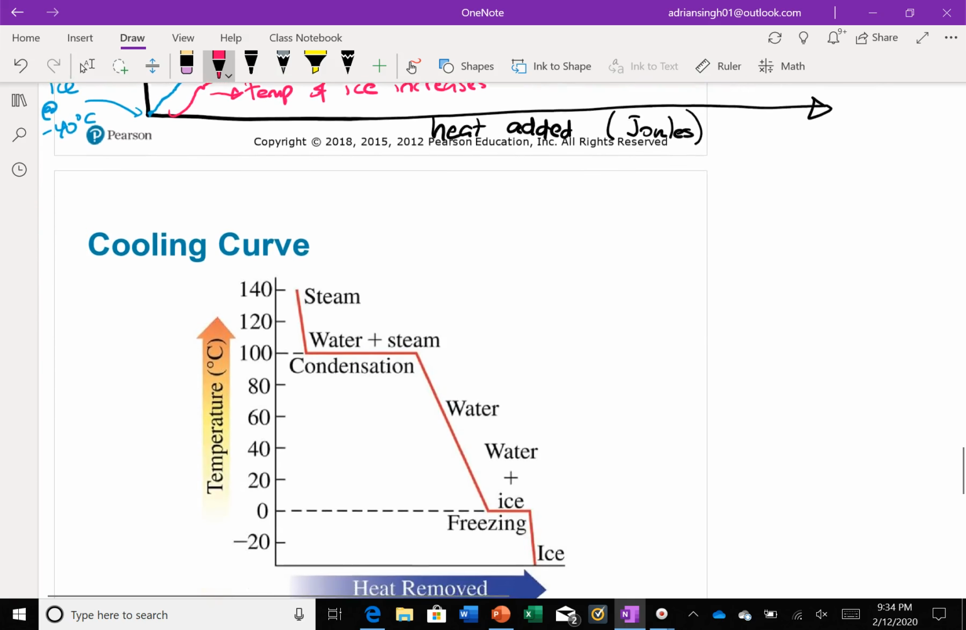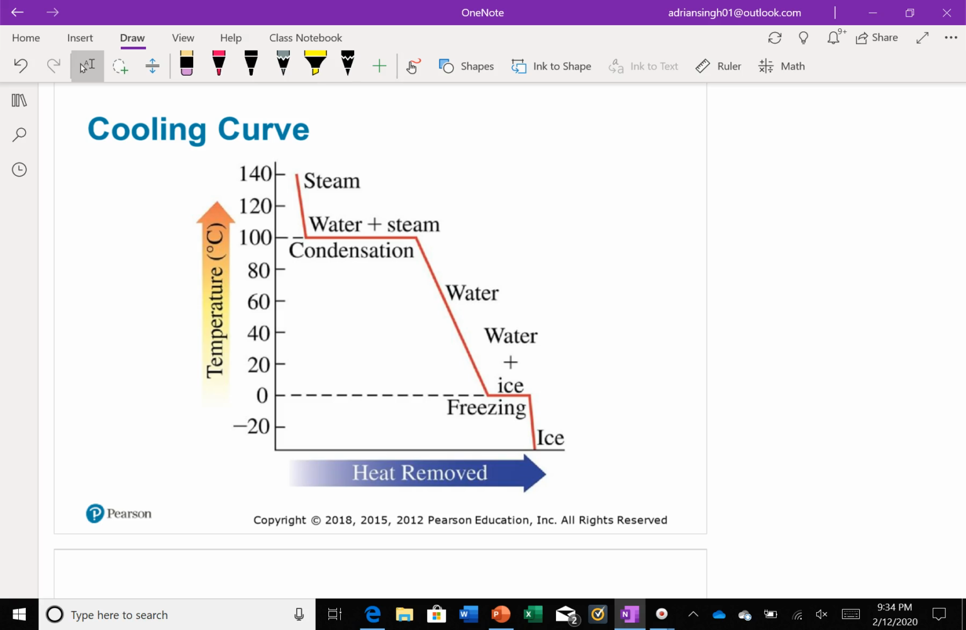Now we can look at this process in reverse. So for example, we can start off with steam at a really high temperature and then cool it down, right? And we're going to see the same process happen, but now in reverse. So as we cool it down, we'll see the temperature of the steam start to decrease until we reach the condensation point of steam, which is at 100 degrees Celsius. The plateau represents the phase change between liquid water and steam, which is the gas phase.